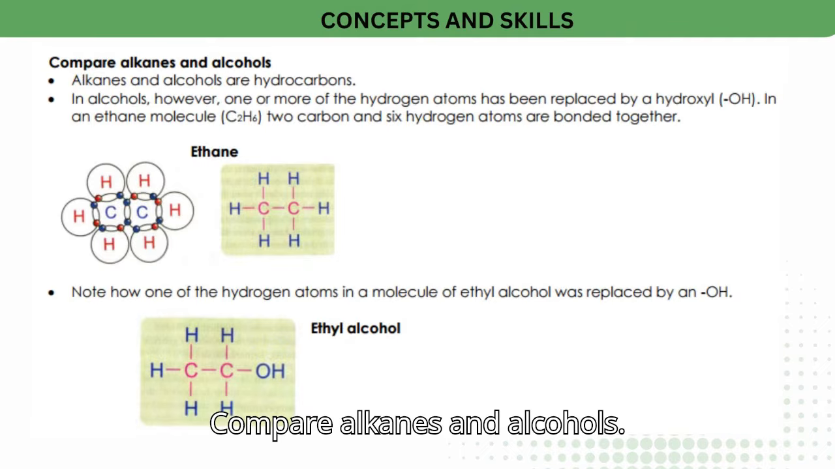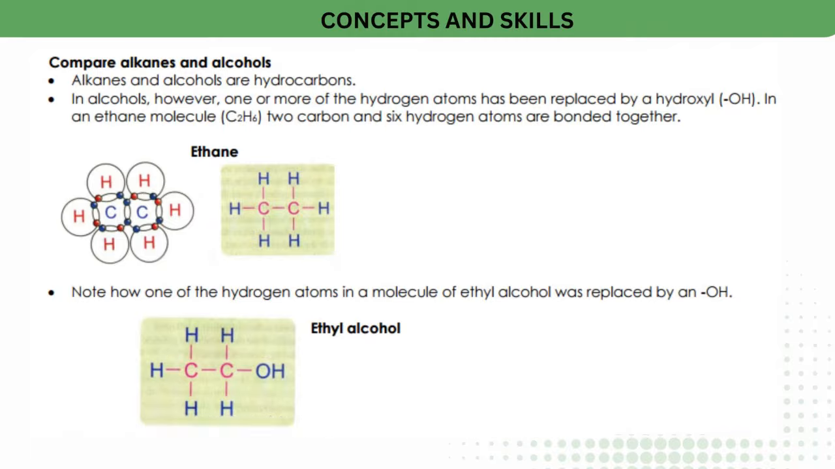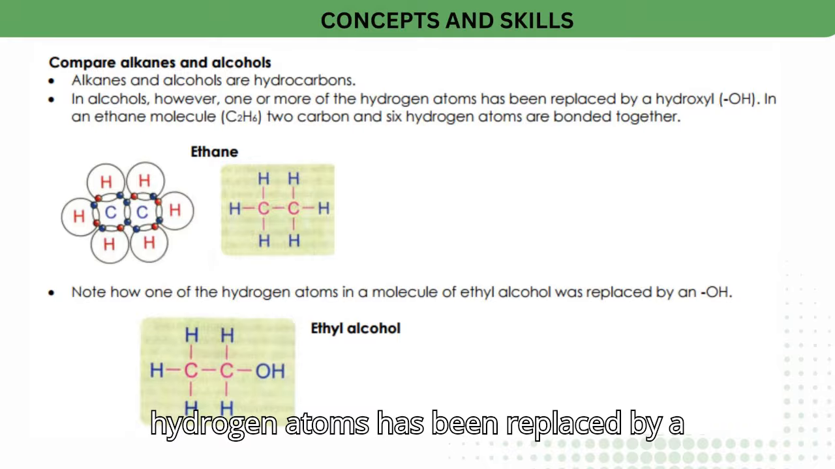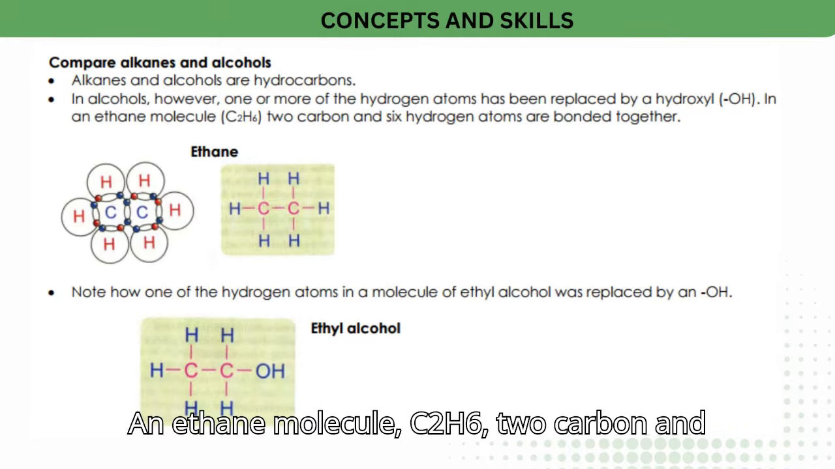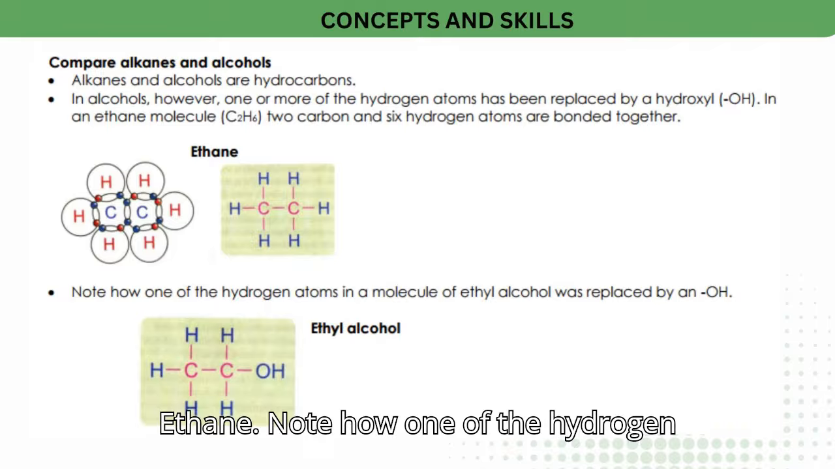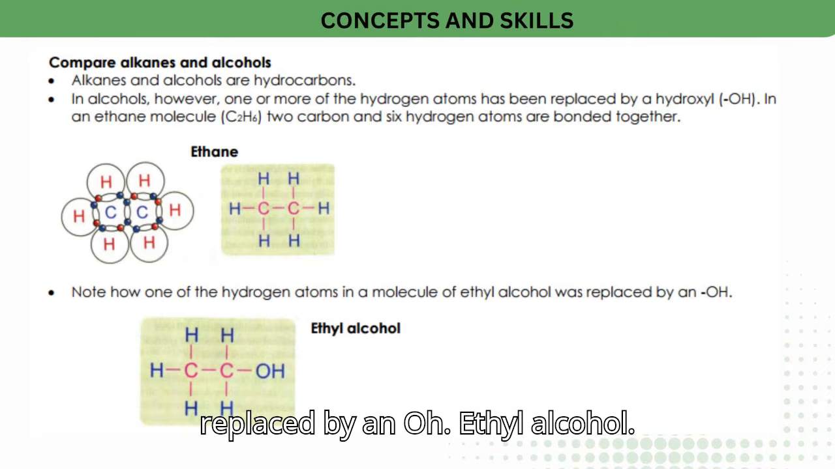Compare alkanes and alcohols. Alkanes and alcohols are hydrocarbons. In alcohols, however, one or more of the hydrogen atoms has been replaced by a hydroxyl OH. In an ethane molecule, C2H6, 2 carbon and 6 hydrogen atoms are bonded together. Ethane. Note how one of the hydrogen atoms in a molecule of ethyl alcohol was replaced by an OH. Ethyl alcohol.